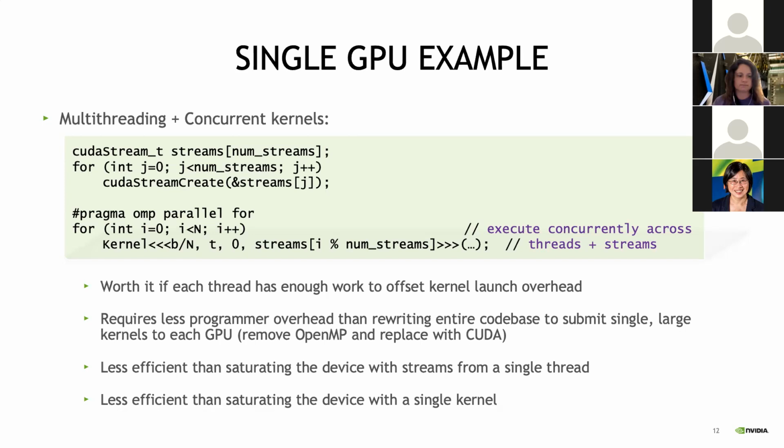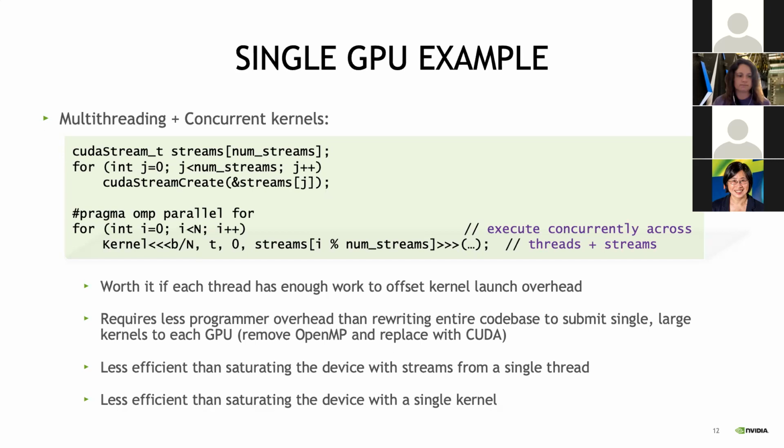So it's a bit of a dance of finding that balance where each individual kernel doesn't have enough work to saturate the GPU on its own. That would be the ideal situation. But we also want to make sure that we're not in a situation where we've decomposed our application too much, to where each one of these kernels only has a couple of work items. In fact, we're going to get a slowdown just because we're not even offsetting the overhead required to launch those kernels on the GPU. The main benefit of doing something like this is that it requires less programmer overhead than rewriting an entire code base.